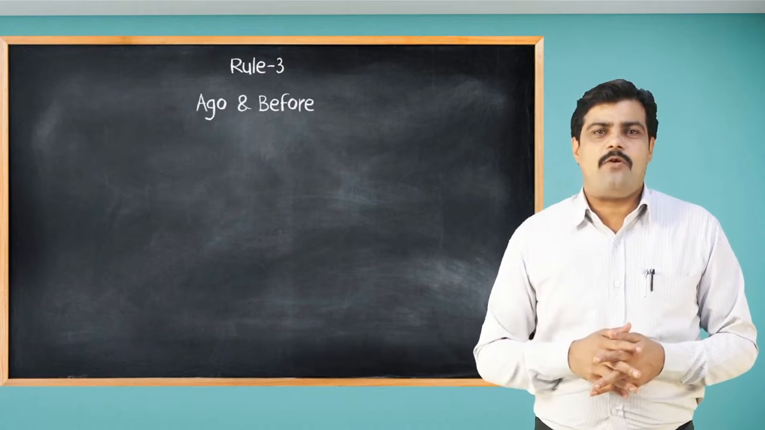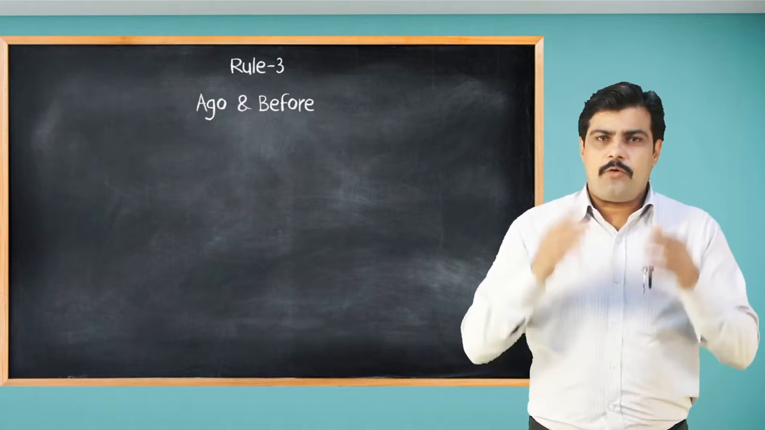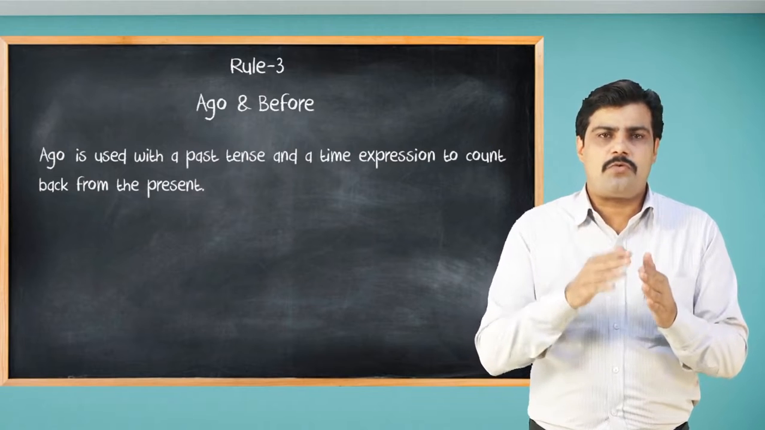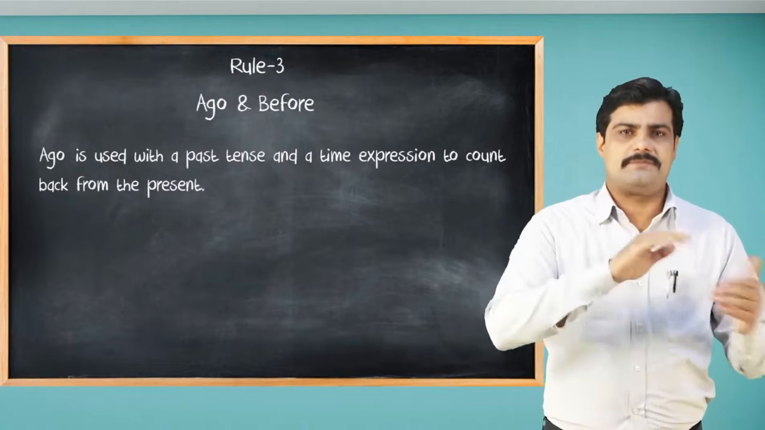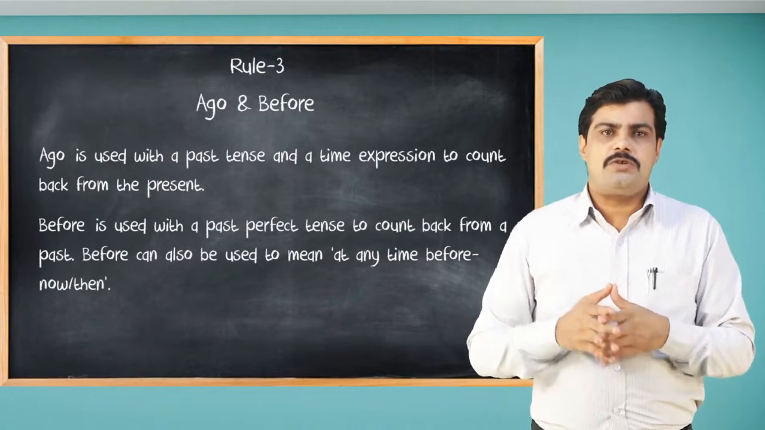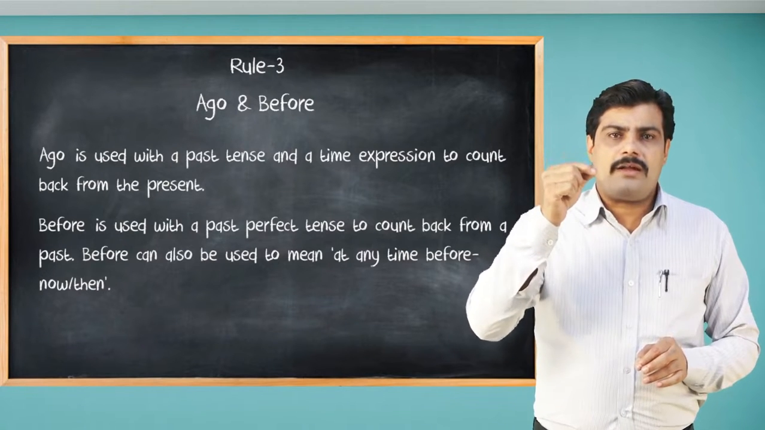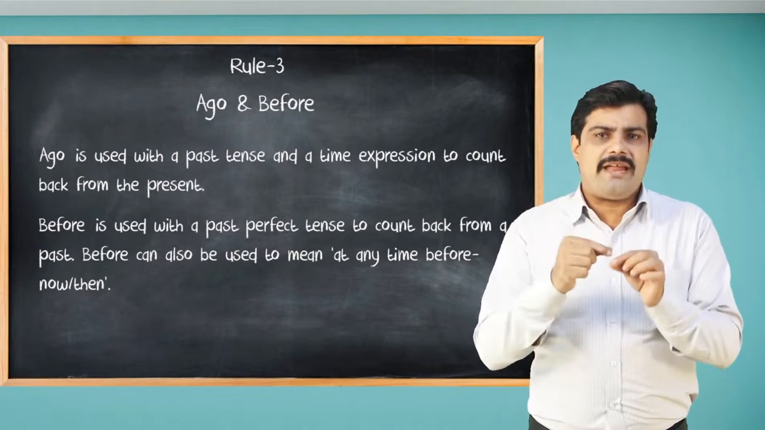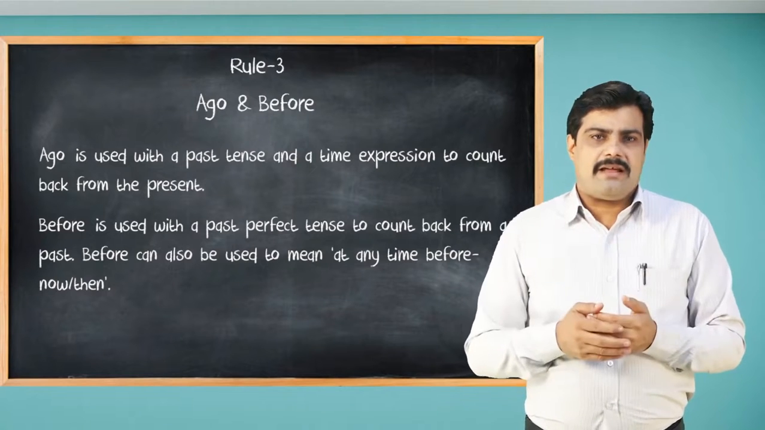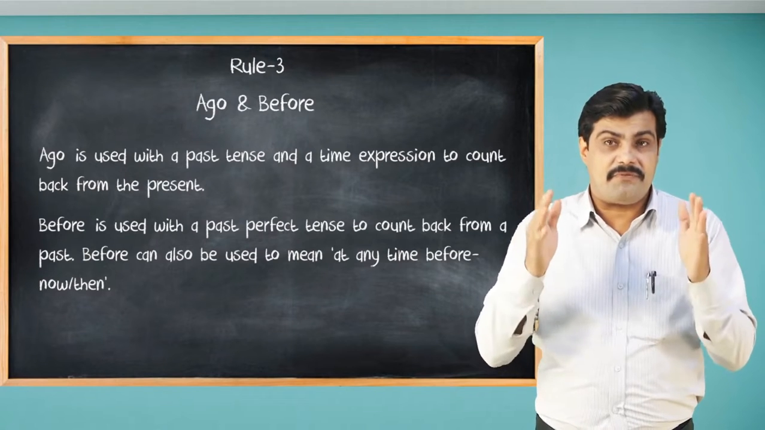Rule number 3. There are two words, ago and before, and these are differently used. Ago is used with a past tense and a time expression to count back from the present. Before is used with a past perfect tense to count back from a past. Before can also be used to mean at any time before now and then. With this meaning, it can be used with both present and past perfect tense, meaning before.